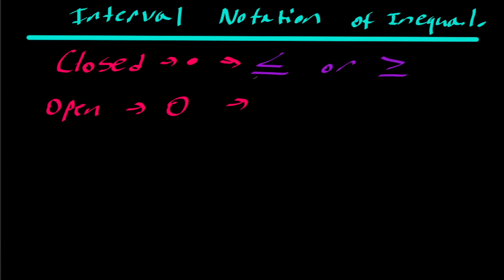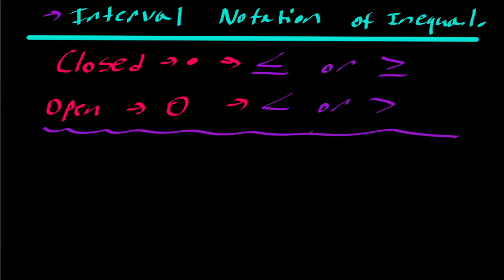I always remember it like a line under it means shaded, so no line means no shading. So less than or greater than goes with open. Now we're going to take that same concept and apply it to interval notation. Interval notation is essentially a way to write the solution for our inequality.